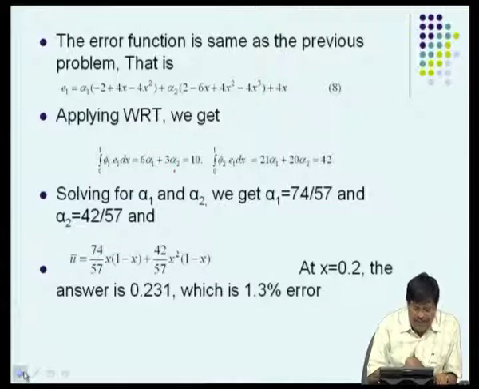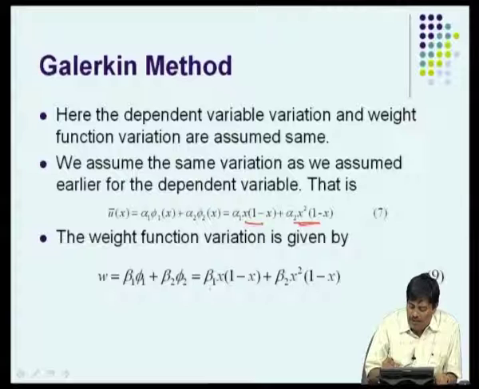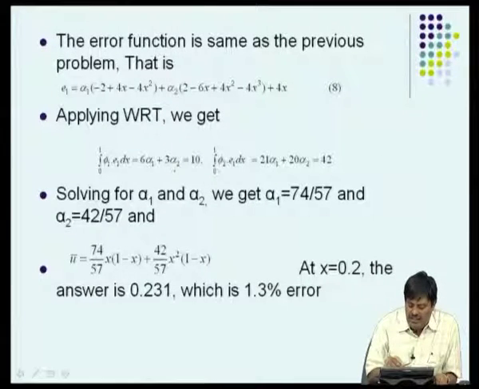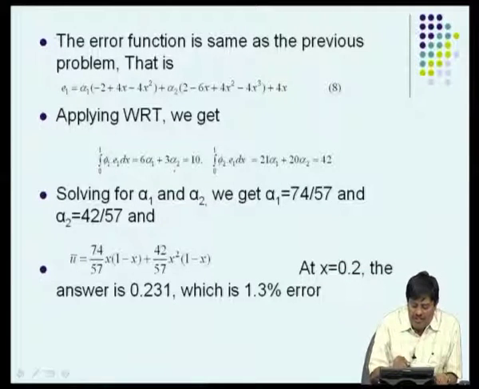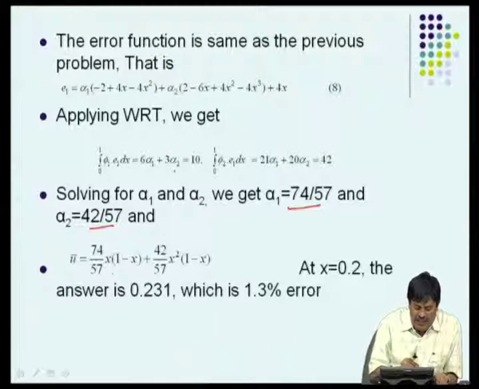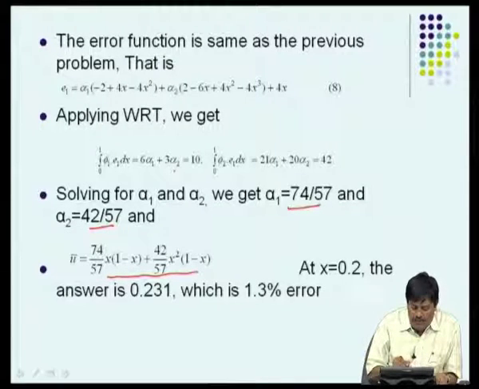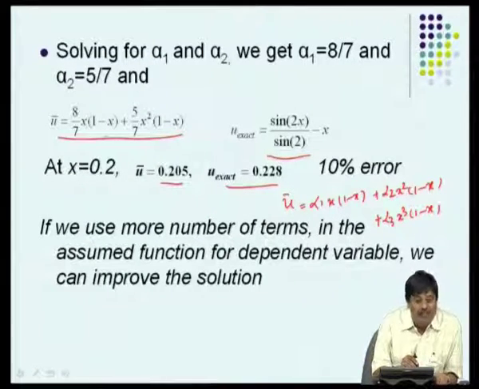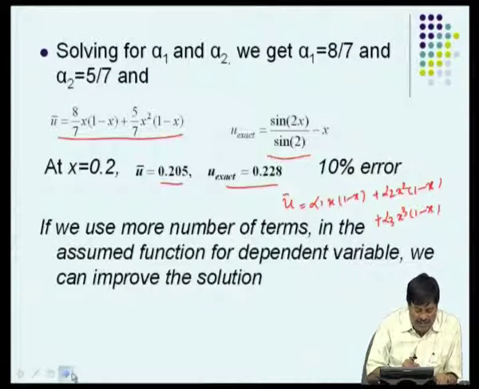We take this second function, phi 2, and substitute it here and integrate it, and we get the second equation. While we solve these two equations, as two simultaneous equations, we get alpha 1 and alpha 2 given by this and this. So, this solution is vastly different from what we obtained for the method of moments, vastly different.